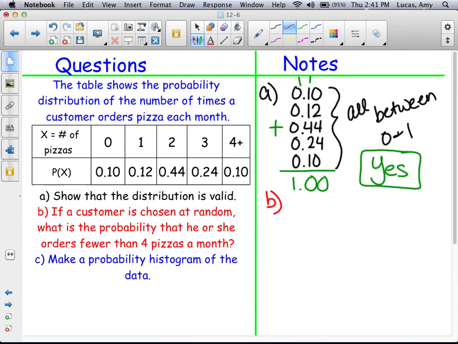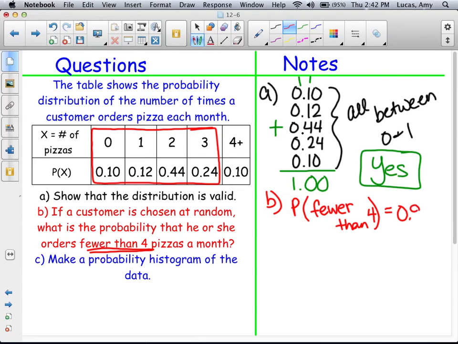Now, let's use that distribution. If a customer is chosen at random, what's the probability that they order fewer than 4 pizzas a month? So we see that fewer than word again. Fewer than 4 is going to start with 3 and go down. So fewer than 4 is 0, 1, 2, or 3. If I add all of those together, I am going to get 90%. So probability fewer than 4 pizzas a month is 0.90.